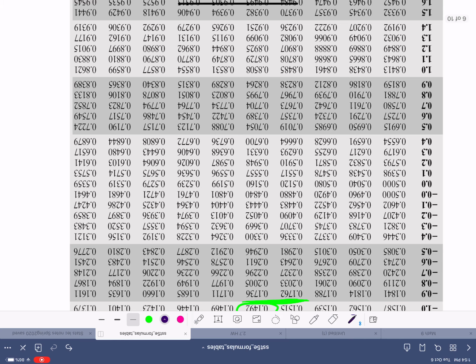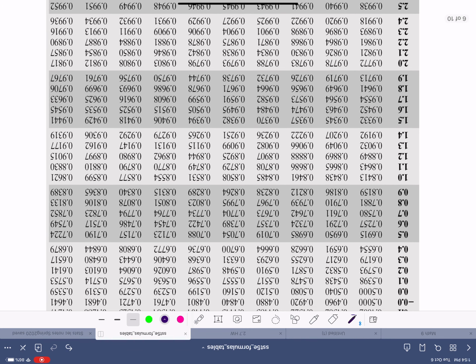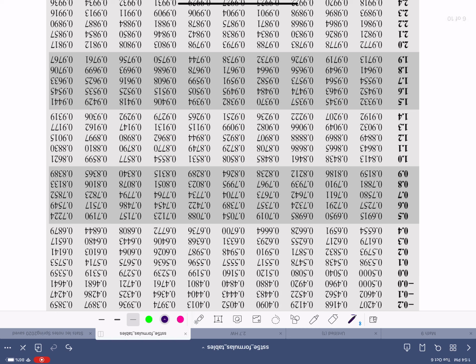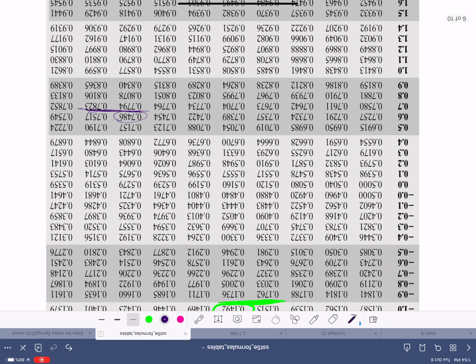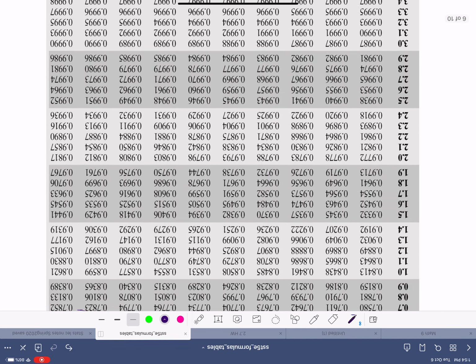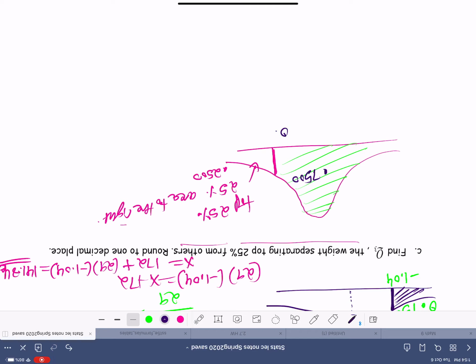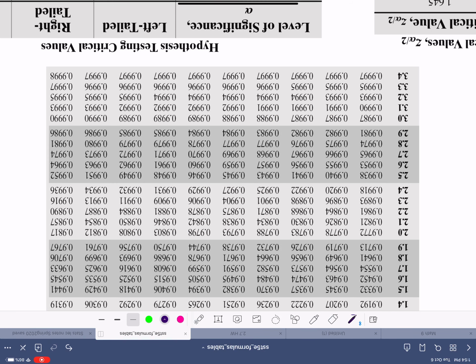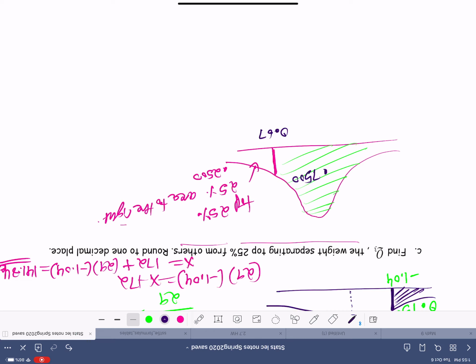0.7500 in the body of the table. I see 0.7517 and 0.7486. It looks like this one is closer to 0.7500, so 0.67. Again, if you use a calculator, you will get a better, more accurate answer. Actually, if you round to 2 decimal places, your calculator might give you 0.68.